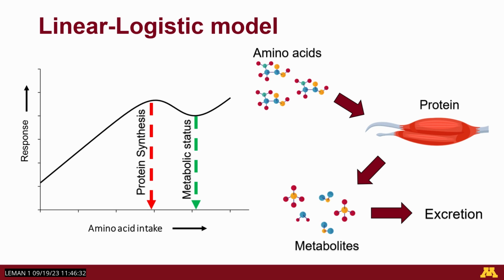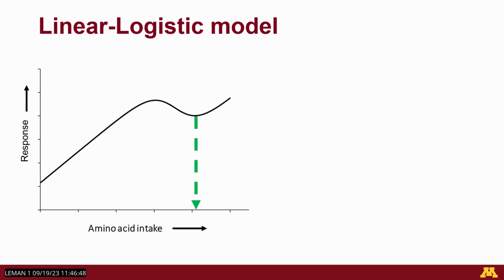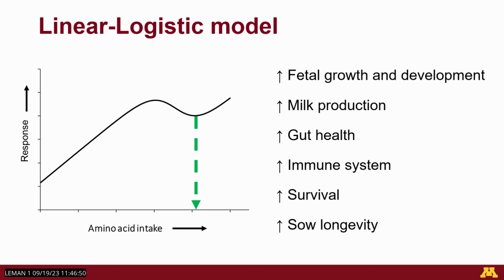And as I mentioned, animals don't have requirements, they have responses. We can use these responses to our benefit depending on what our objectives are. We want to maximize growth or health, and we have to play with this depending on how we want to handle our production systems. So what we've seen at these levels is increased fetal growth and development, milk production, gut health, a series of different effects.